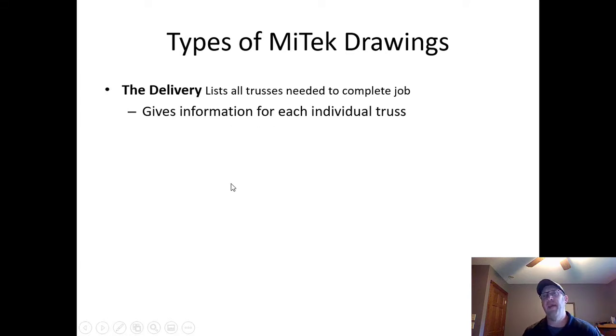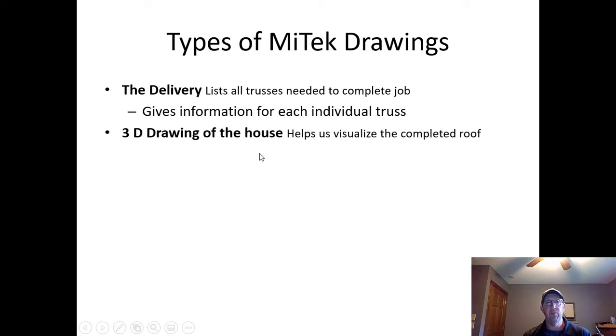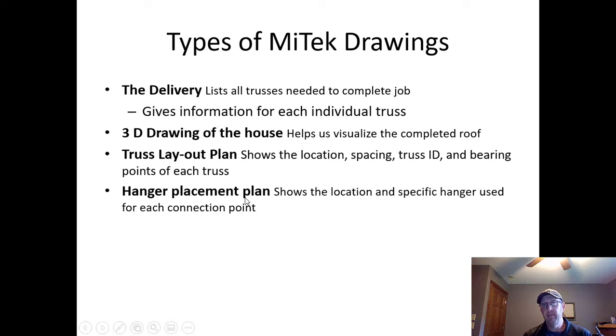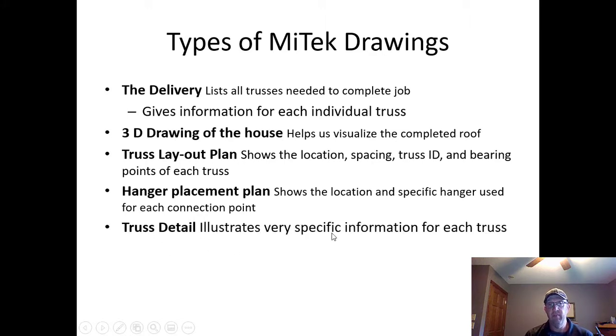So when you get a truss package delivered out to the job site, you're going to always have the same types of information. So you'll have a packet of information. You're going to have a truss delivery list. You're going to have, in some cases, a 3D drawing of the house if it's a complicated house. You'll have a truss layout plan. You'll have a hanger placement plan if there's hangers required for different types of trusses and girder trusses, for example. And then you'll have truss details. It's very specific information for each truss, like the engineered drawings, which we'll get into in more detail next week.